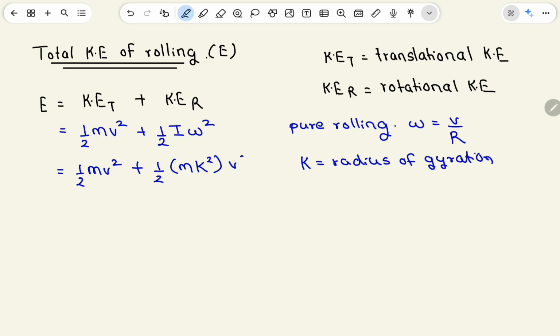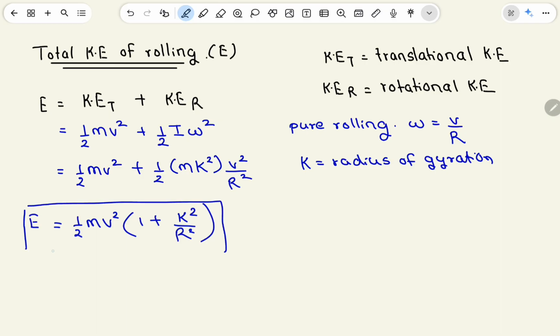And in place of omega square, we can write v square by r square, because the case is of pure rolling. Now we can take out half m v square, and what remains inside the bracket is 1 plus k square by r square. So this is the formula for total kinetic energy in rolling motion, which is half m v square bracket 1 plus k square by r square, where k is the radius of gyration. And this is for pure rolling, because if it was not pure rolling, we couldn't have used omega is equal to v by r.